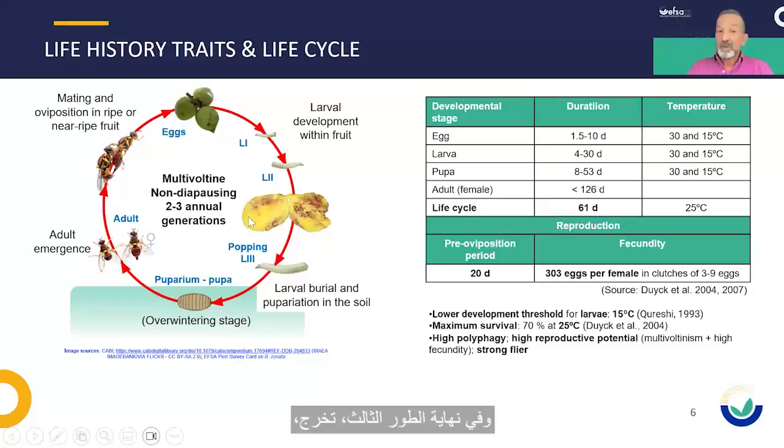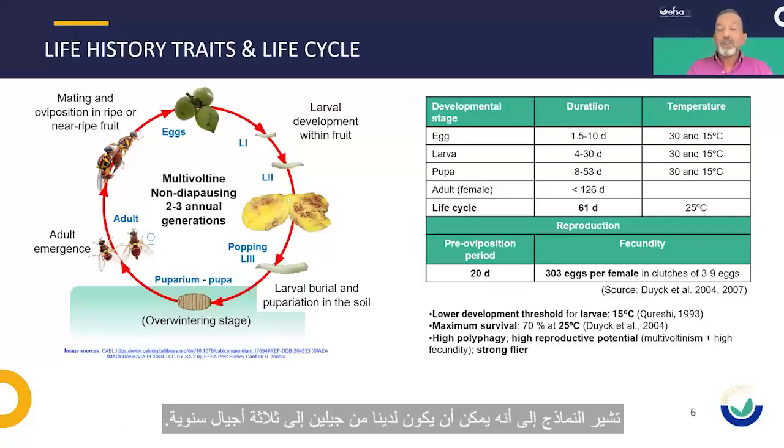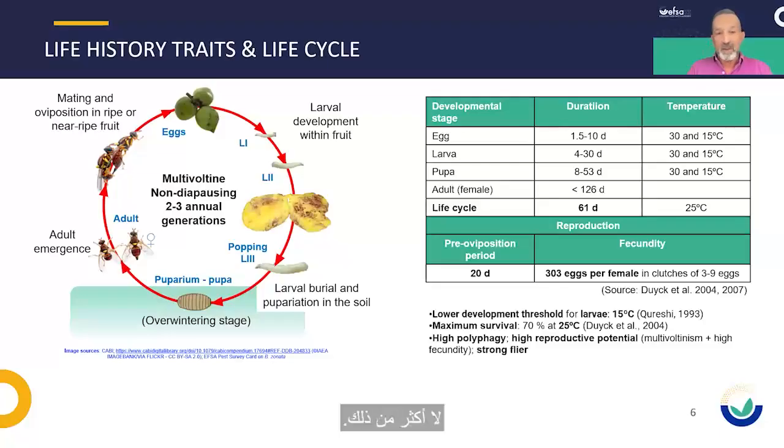Until they can consume the whole fruit. And at the end of the third instar, they will pop out of the fruit and bury in the soil where they will pupate. As I said, this process takes about 61 days, and it can continue for as long as fruit is available and the temperatures are above 15 degrees. So this is a multivoltine, non-diapausing species, so it doesn't stop in winter. And under European conditions, the models say that we can have from 2 to 3 annual generations, no more than that.